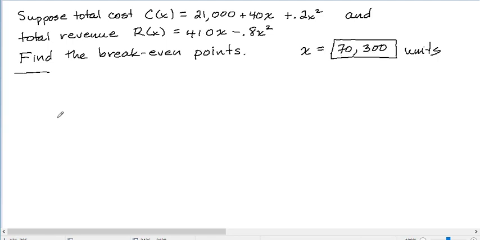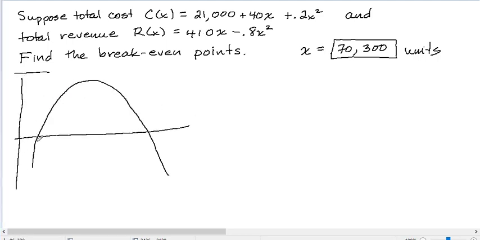And the answer is yes, you can. So if either your cost or your revenue is quadratic, then your profit will be quadratic. And when your profit is quadratic, it will be a parabola. And the break-even points are these.